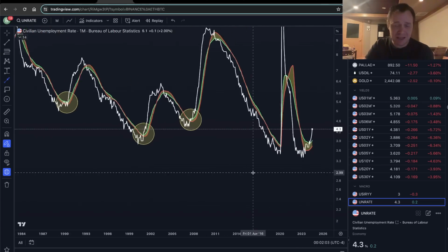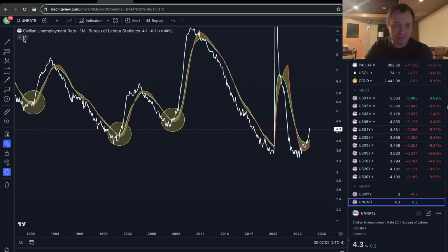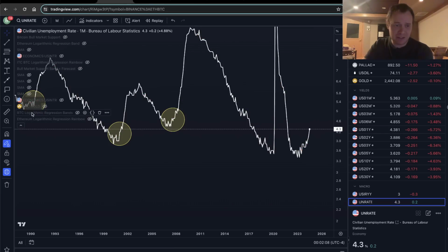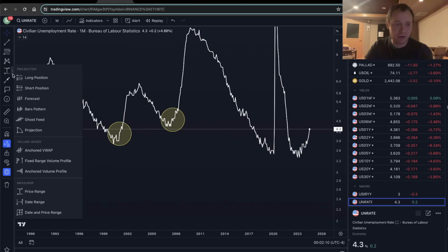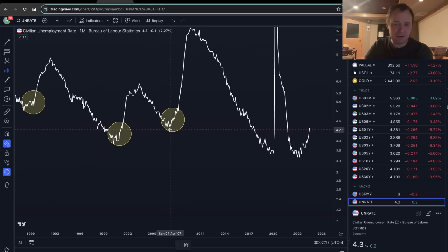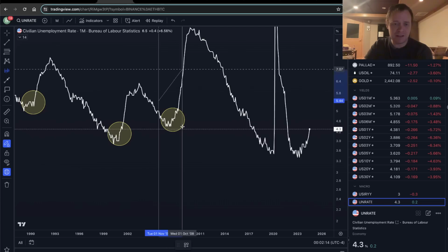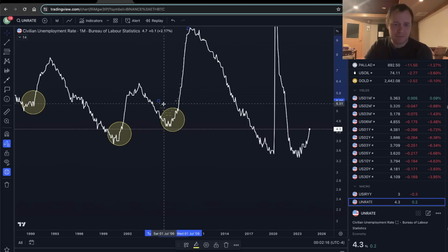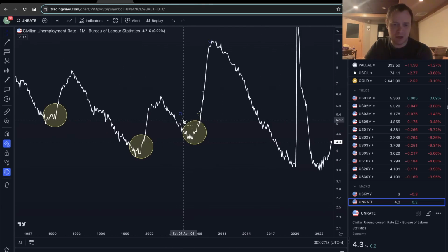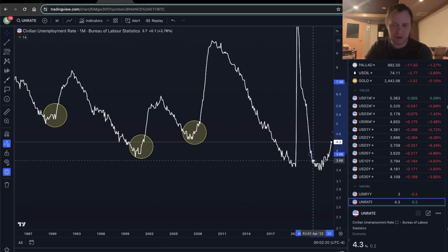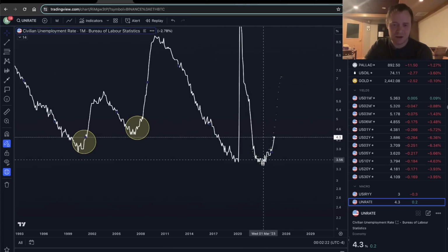I mean, you can see that in prior cycles. In prior cycles, it was also a very slow process. If you were to overlay a bar pattern, so let's take the bar pattern right here before the financial crisis, you can see that it's a long process for the unemployment rate. It's a really long process.